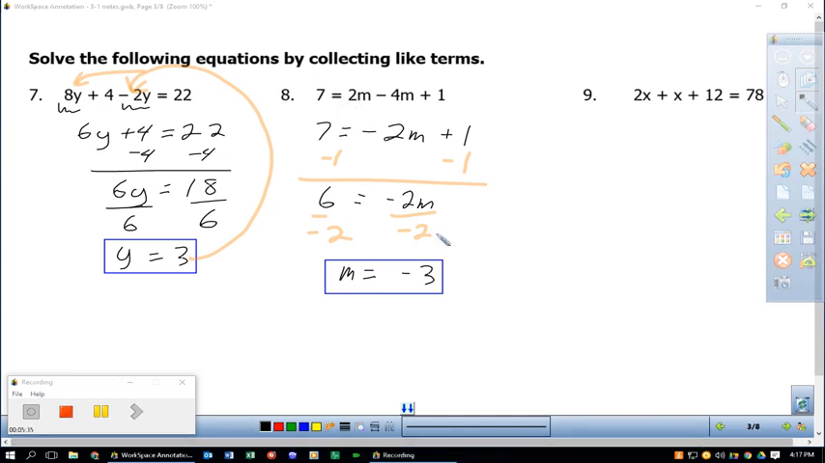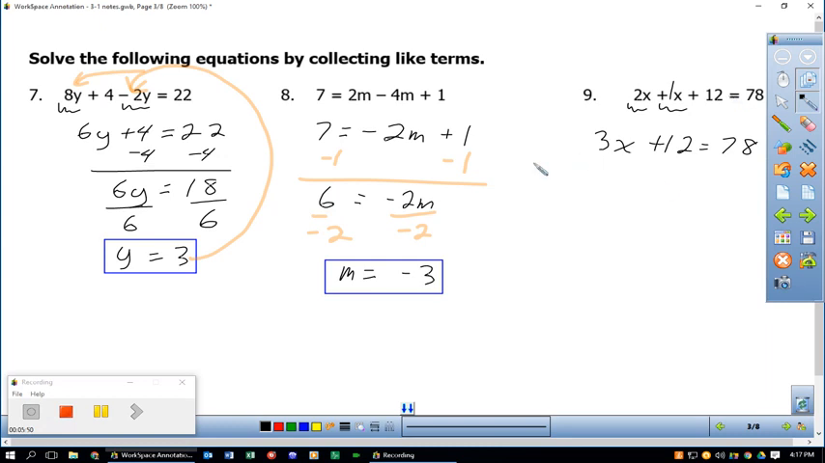All right, number 9, we want to solve this again. So let's see if we can combine like terms. We have 2x plus 1x, so that's a grand total of 3x plus 12 equals 78. Leave this other side alone.